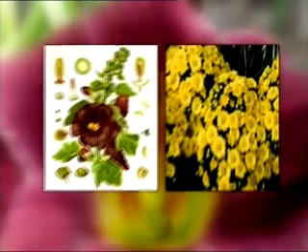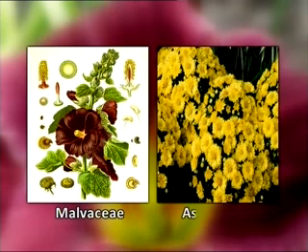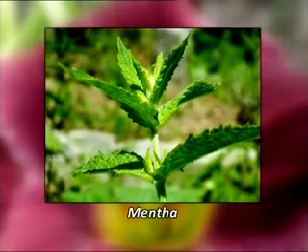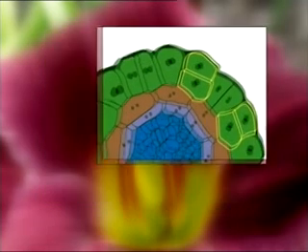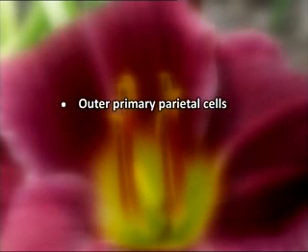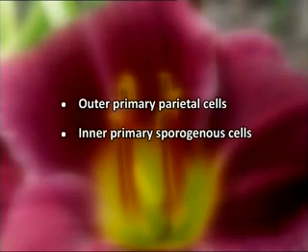In families Malvaceae and Asteraceae, there is only a single vertical row of archesporial cells, whereas in some members of Lamiaceae, such as Mentha, there is a layer of archesporial cells at each corner. The archesporial cells enlarge radially and divide periclinally, resulting in outer primary parietal cells and inner primary sporogenous cells.